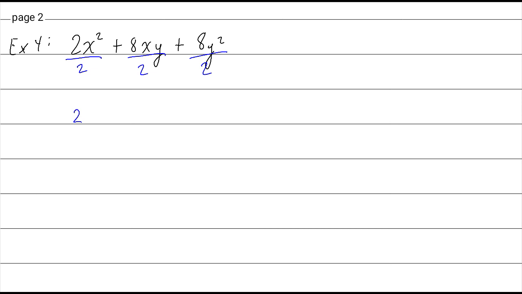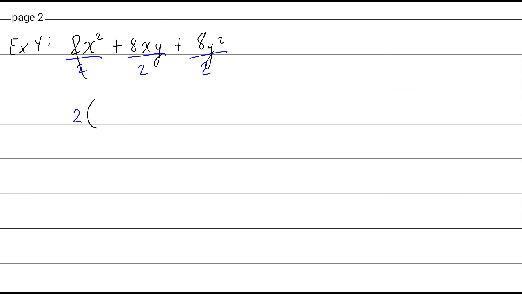All right, example 4. 2x squared plus 8xy plus 8y squared. I'm going to look for a common factor first. 2, 8, 8, they're all divisible by 2. And they don't share common variables. This one has an x squared, this one's an xy, this one's y squared, so there's no common variable I can factor out. So just 2.